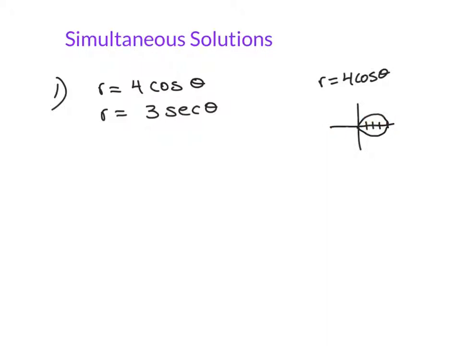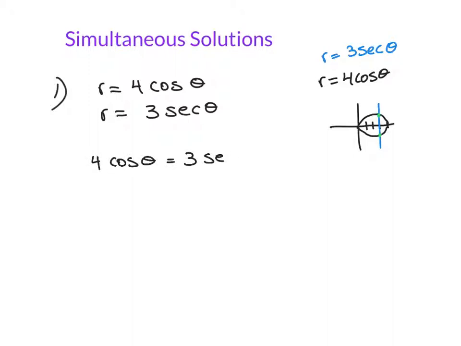Now, if we take the other equation, which is r equals 3 secant theta, that's an equation of a vertical line going through 3. And those two graphs intersect in two distinct points, and that's what I need to find. I need to find the r and the theta value. So to solve and find those two angles algebraically, I can simply set the two equations equal to each other.